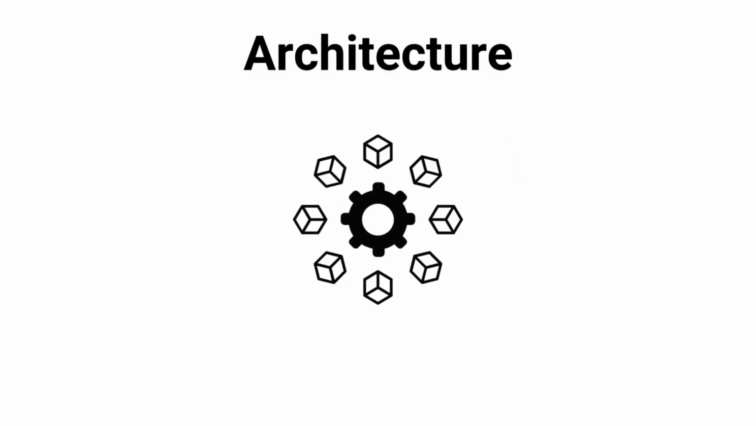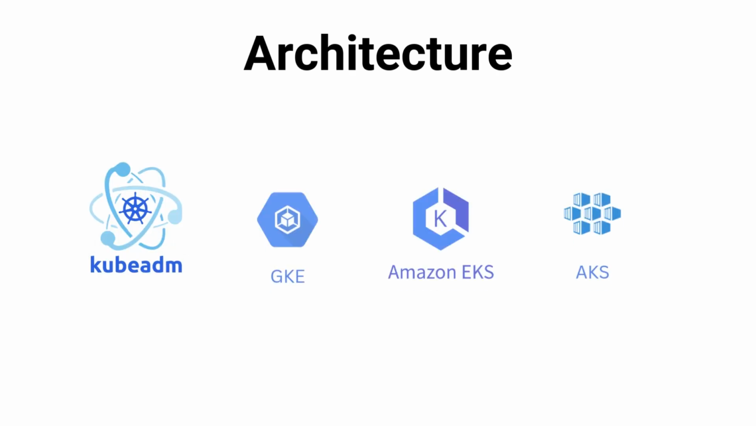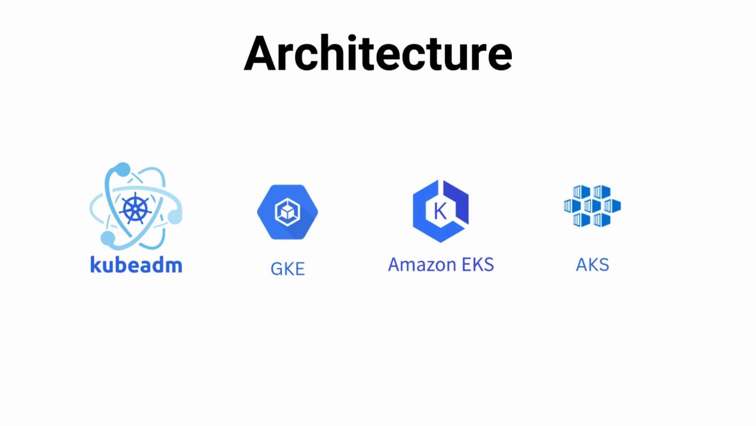Let's talk about Kubernetes architecture. To work with Kubernetes, you don't need to understand every detail of its architecture, but having a basic understanding can help you troubleshoot and optimize your cluster more effectively. Tools like kubeadm for on-premise setup, as well as managed services like GKE, EKS, and AKS provide most of the architecture out of the box. However, understanding the components can still be valuable for making informed decisions.